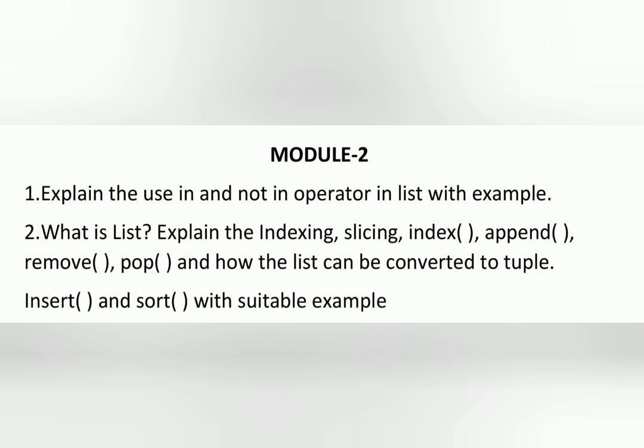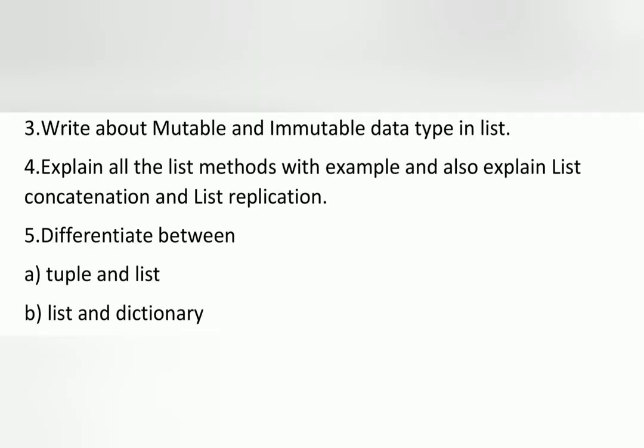In this first question is explain the use of in and not operators in list with example. The second question is what is list, explain the indexing, slicing, index, append, remove, pop and how the list can be converted to tuple, insert and sort with suitable example. The third question is write about mutable and immutable data type in list. The fourth question is explain all the list methods with example and also explain list concatenation and list replication.